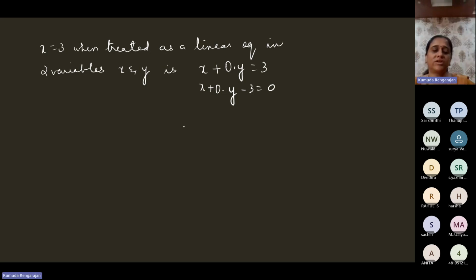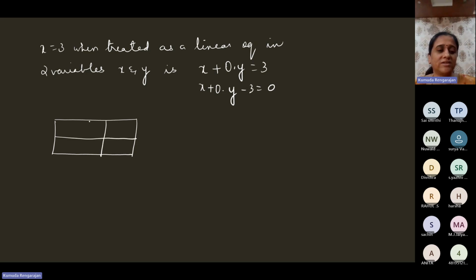Okay. So if you treat it as a linear equation in two variables x and y, then we know it is a straight line in the Cartesian plane. To get the straight line, you need to make the xy table. Here, since x is equal to 3, x is always 3 for any value of y.